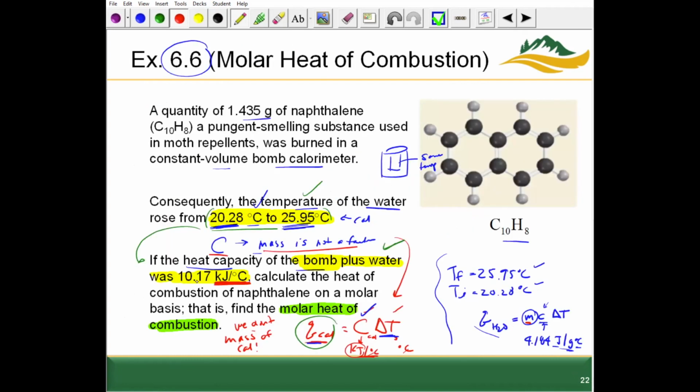Now, another point I should clarify is that the heat capacity of the bomb calorimeter plus the water was found to be this heat capacity. That means that this 4.184 joules per gram degrees C for water was already incorporated into this heat capacity value. So we actually don't need to consider just the specific heat capacity of water, just this combination of the water plus the bomb calorimeter material.